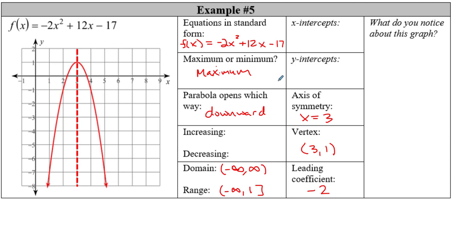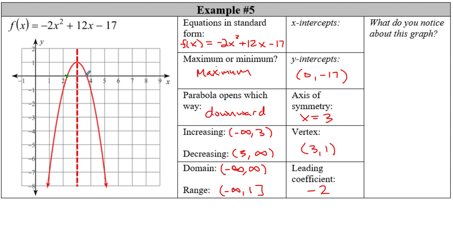Okay, so our y-intercept, we did this in example number 2. We can see that the graph is not touching it here visually, but remember, if we always look at our C term, we know that is our y-intercept. So we are going to say our y-intercept is 0, -17. We can safely say that. All right, we are increasing from -infinity all the way to an x value of 3. And then we are decreasing from 3 to +infinity.